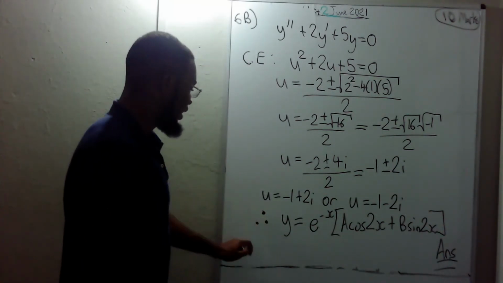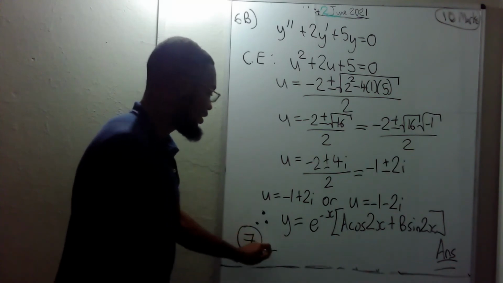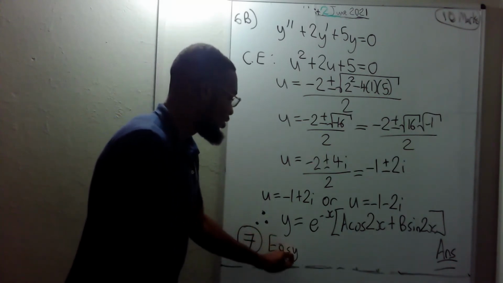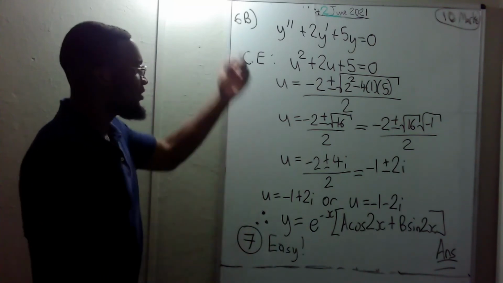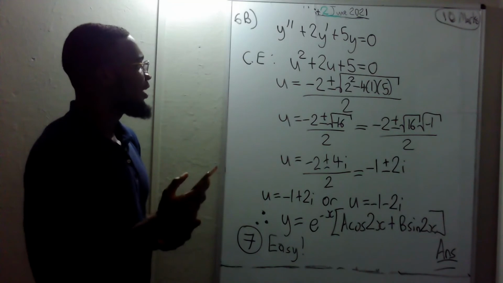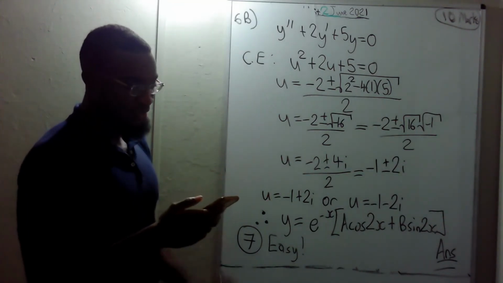And they give 7 marks for that. Easy. Don't be afraid to tell them easy. So that's easy. We get 7 easy marks.